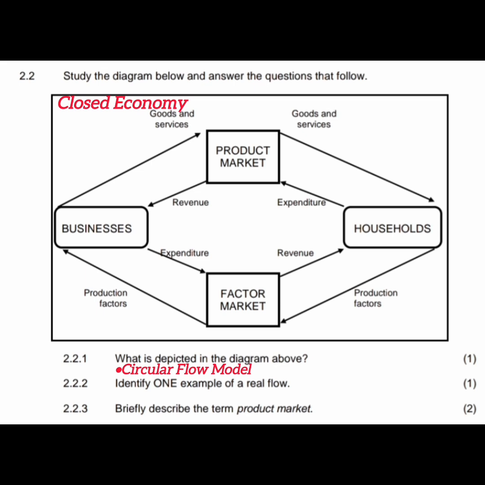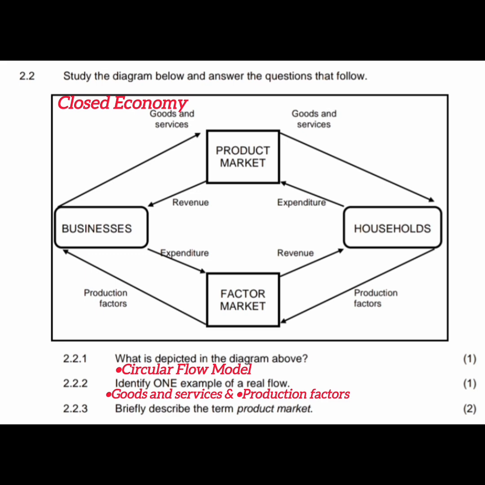So guys, we go to our diagram. We have here two examples of real flow. So you can choose one. A real flow here is goods and services, and factors of production, which here they said production factors. So that is our two real flows, but here we are asked to identify one.